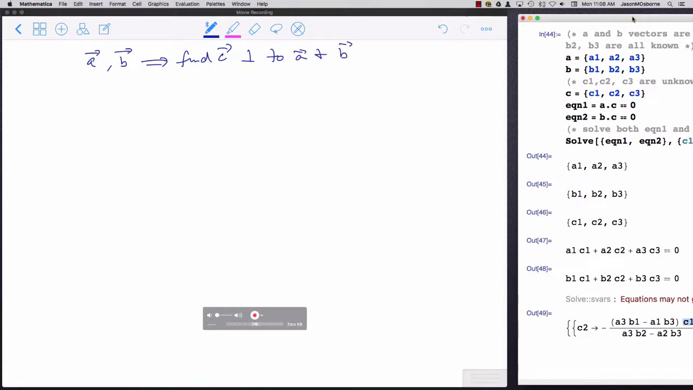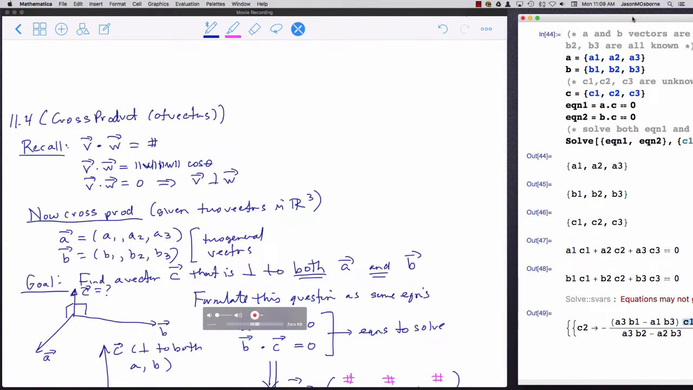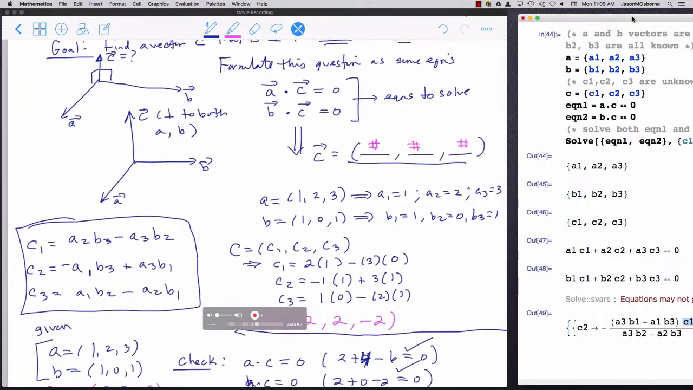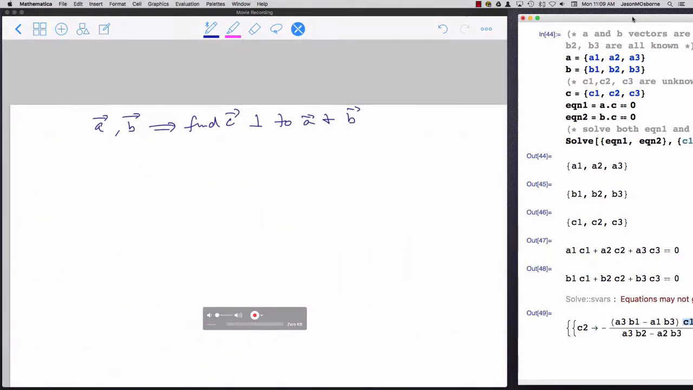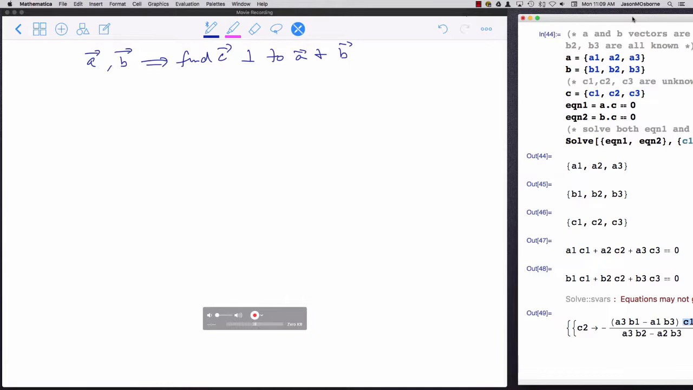Notice that in our previous formula for C, C1 has only A's and B's in it. C2 has only A's and B's. C3 has only A's and B's in it. That says that the vector C you're obtaining comes from the vectors A and B. So we can give C a better name. We'll call it A cross B. The vector you get is called the cross product of A and B. So A cross B is a new vector that is perpendicular to both A and B.